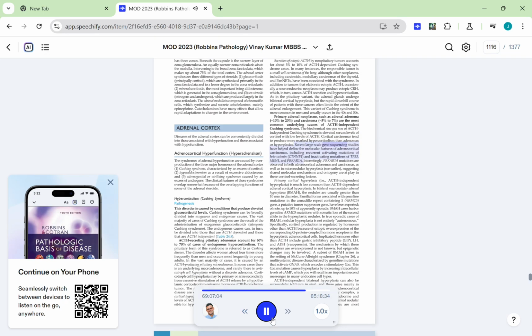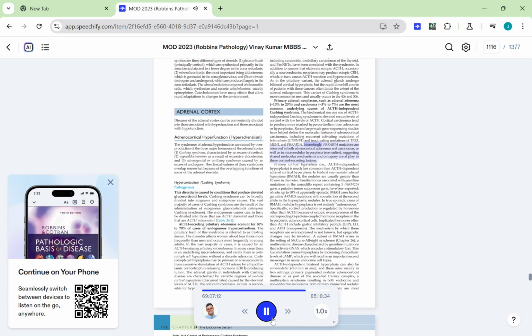Recent large-scale gene sequencing studies have helped define the molecular features of adrenocortical carcinomas, including recurrent activating mutations of beta-catenin and inactivating mutations of TP53, MEN1, and PRKAR1A. Interestingly, PRKAR1A mutations are observed in both adrenocortical adenomas and carcinomas, as well as in micronodular hyperplasia, suggesting shared molecular mechanisms and ontogeny are at play in these cortisol-secreting lesions.